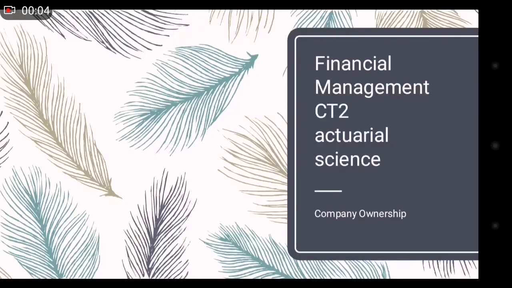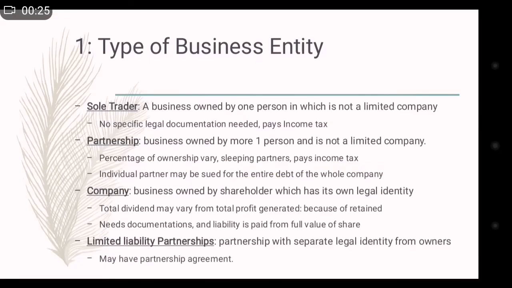Welcome to the second chapter, which is company ownership for finance and financial management, CT2 for actuarial science, financial reporting. Today we'll be talking about company ownership, and in this chapter we will look at how companies are set up and how they are financed. So let's start with how companies are set up, which is the different types of business entity.